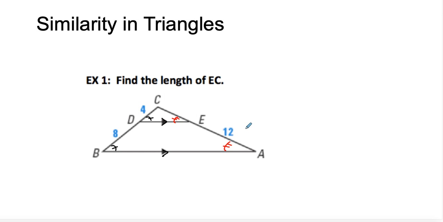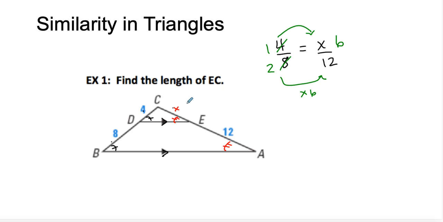Now, there's many ways to do this. If you're trying to find EC, you can give it a value of x. The triangle proportionality theorem would tell me then that 4 over 8 would equal x over 12. So 4 over 8 equals x over 12. I would simplify that ratio on the left to 1/2. And then I can see that 2 times 6 gives me 12, and so 1 times 6 would give me 6. And so this length would be 6. Very, very basic example.